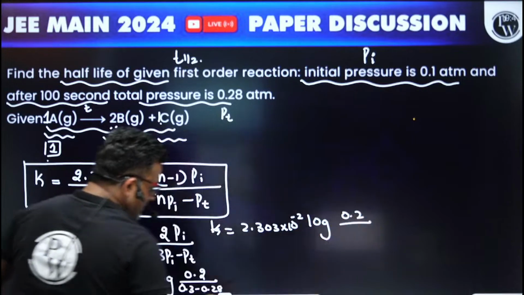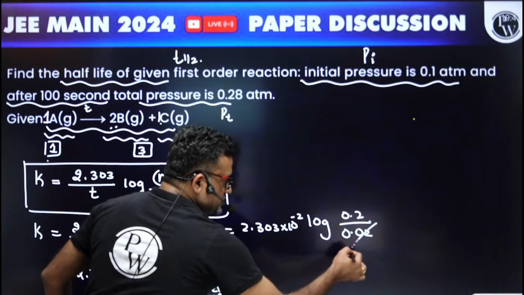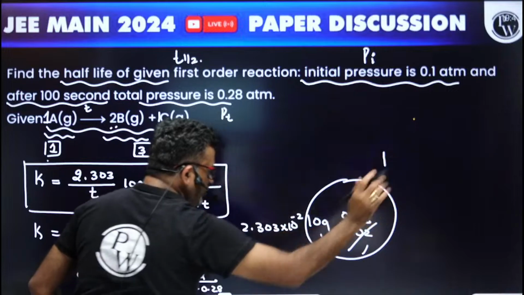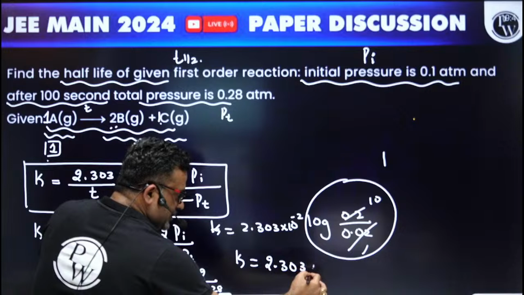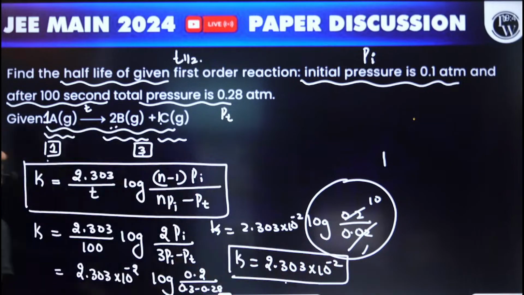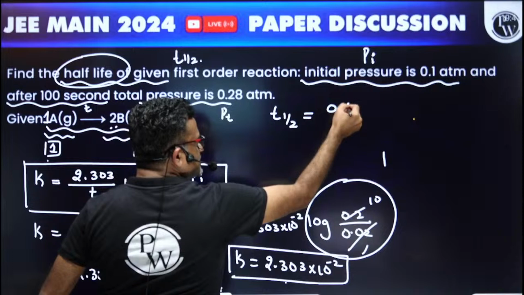0.2 upon 0.3 minus 0.28, which is 0.02. 0.02 ones are 10s are. Log of 10 is 1. Forget about that. So your value is 2.303 into 10 raised to minus 2 is the value of K. But what have they asked you? They have asked you half-life. Half-life is related to K by what formula?